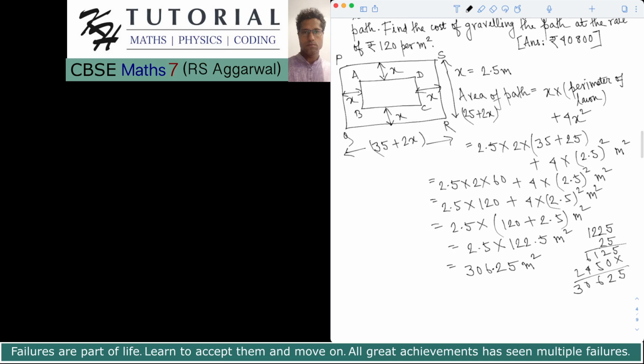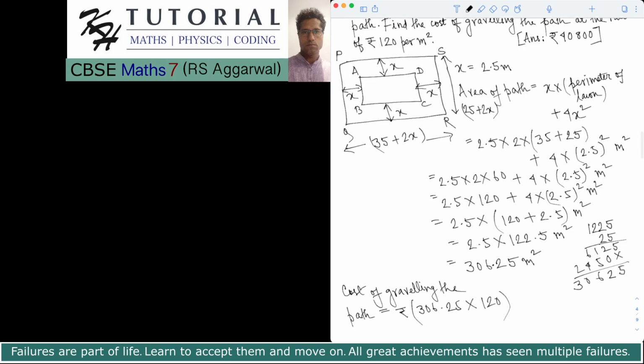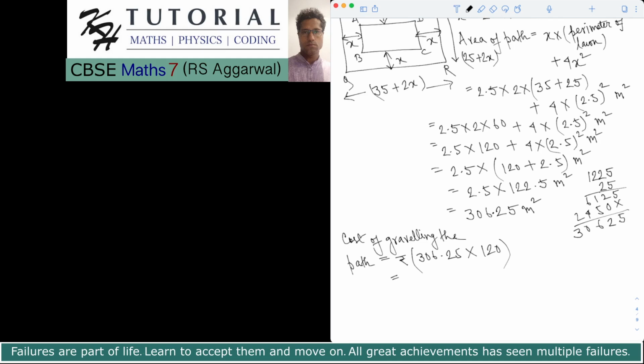So the cost of graveling. The area of the path is 306.25 meter square. So the cost of graveling the path will be equal to rupees, the area of the path, that is 306.25, multiplied by the rate of graveling the path, which is rupees 120. How much will this be?